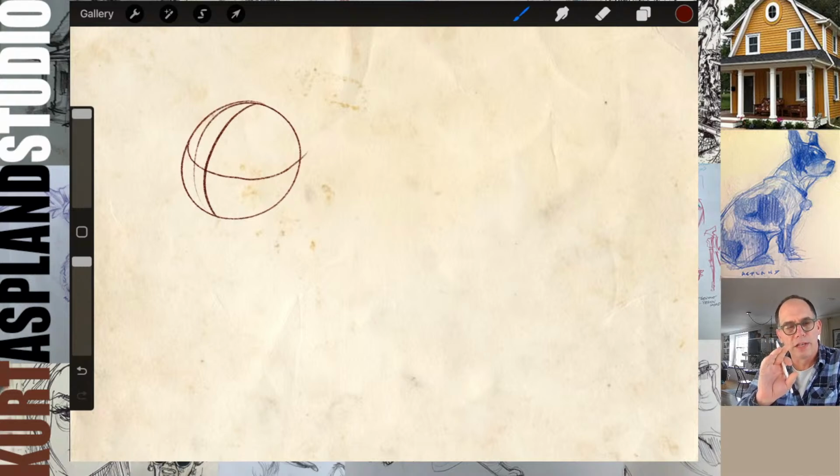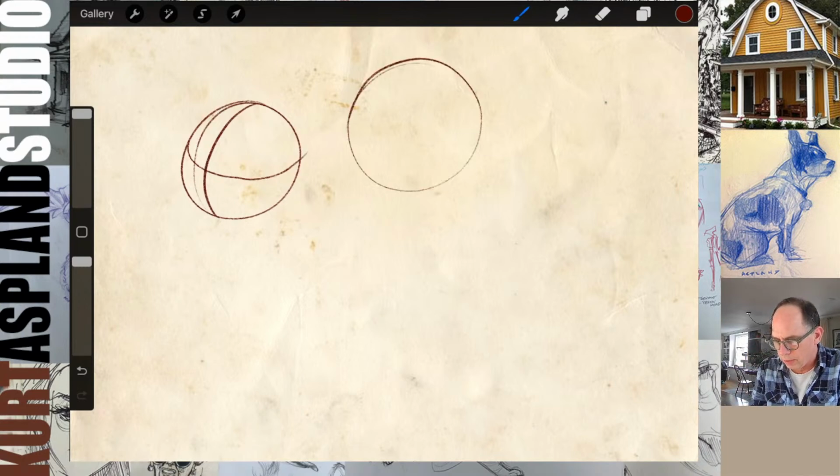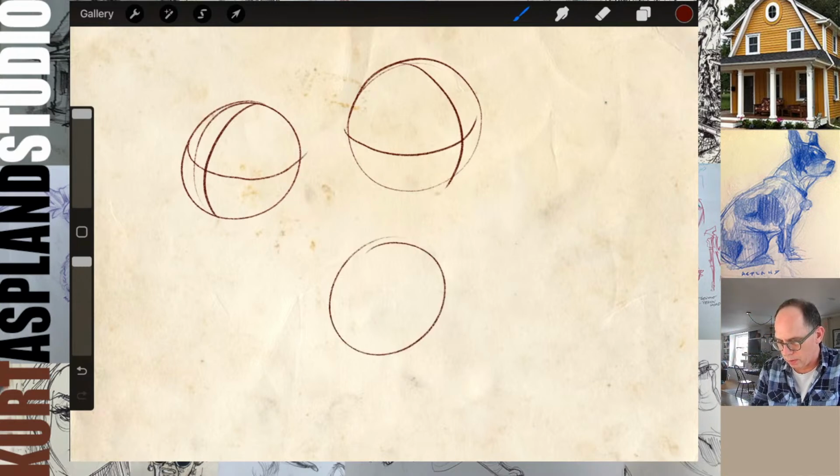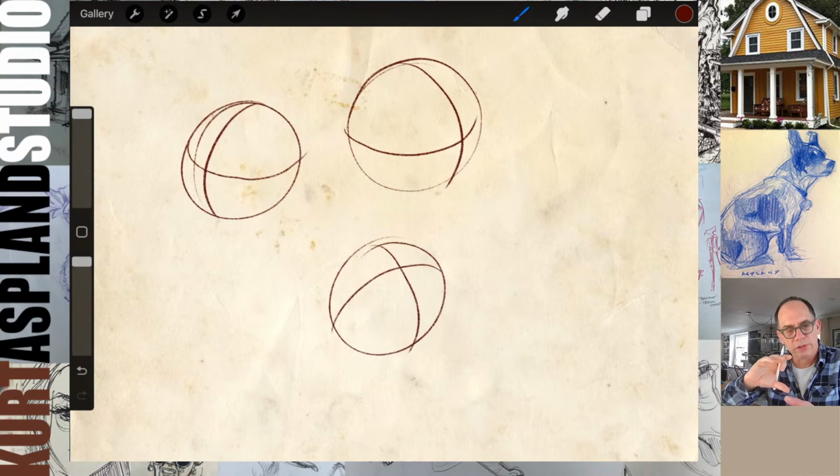Now, if we were to take that sphere and spin it a little bit in the other direction, it might look like this. If we were to take that sphere and spin it upward a little bit, we would draw it like this. So this is our first volume that we need to understand. It's the easiest.